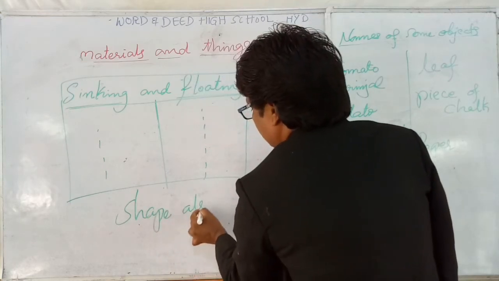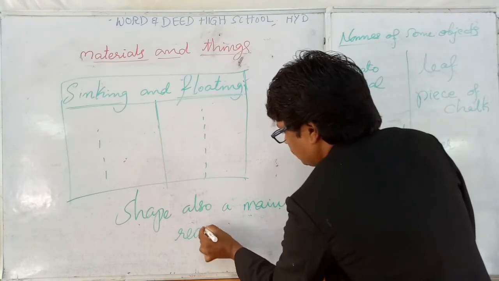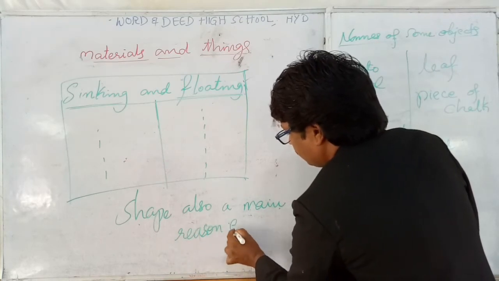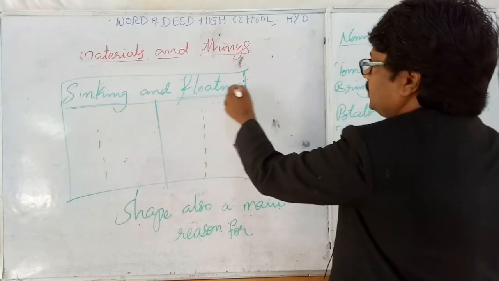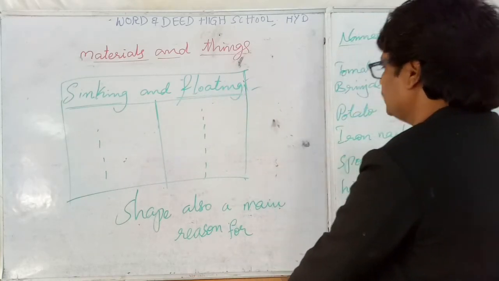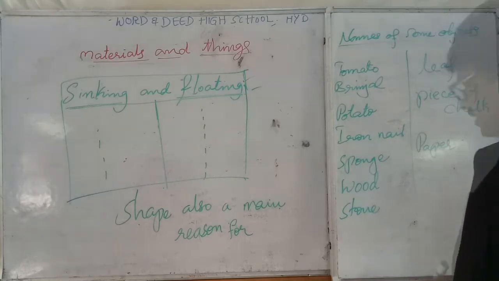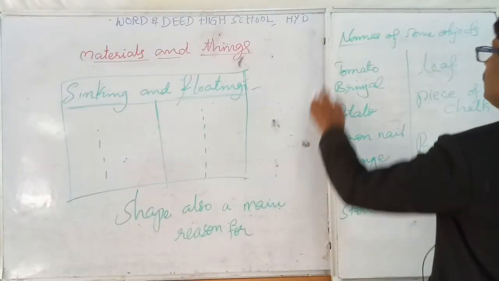So here what you have to understand? Shape is also a main reason for sinking and floating. Like this, you have to understand why some of the things are sinking in water, why other things are not sinking in water.